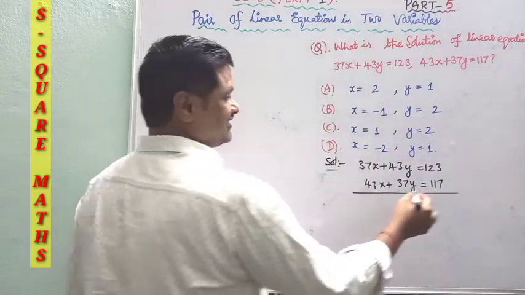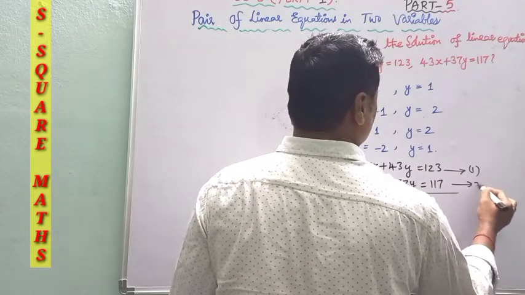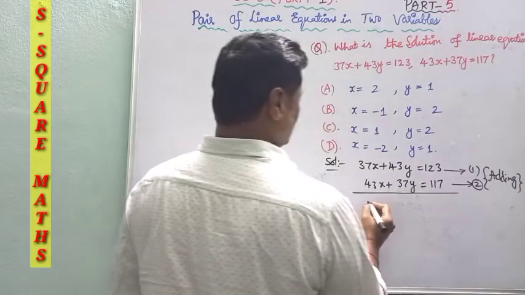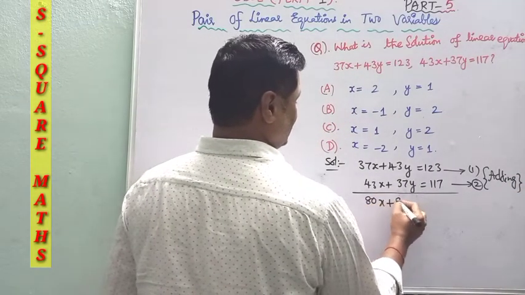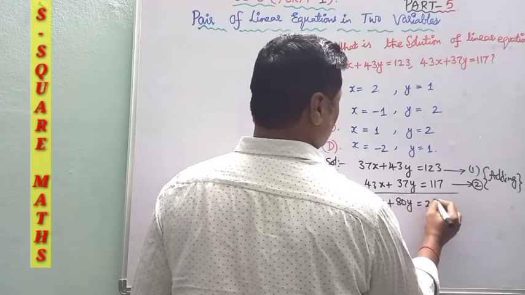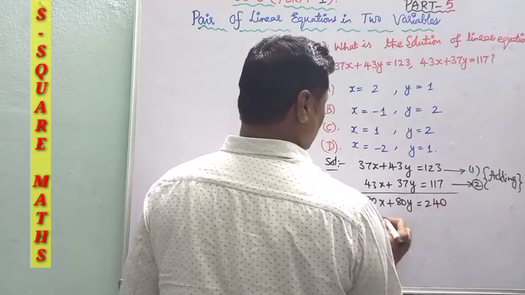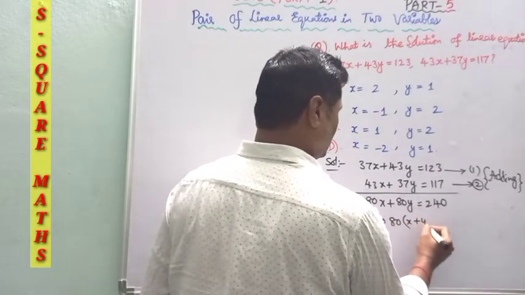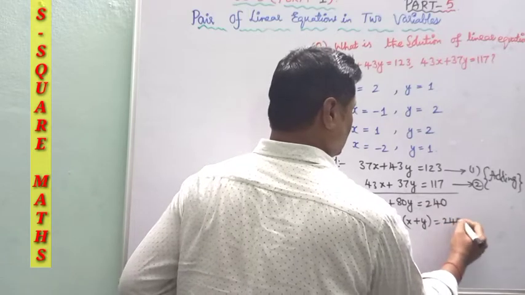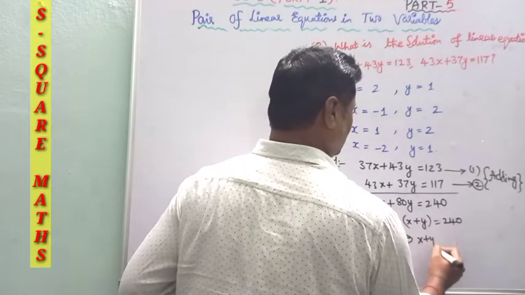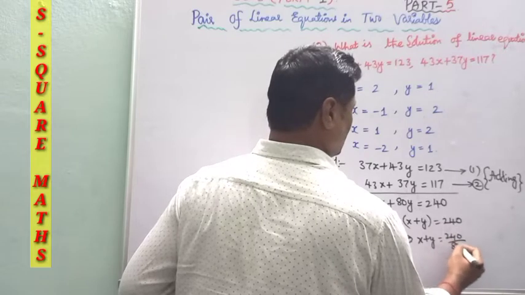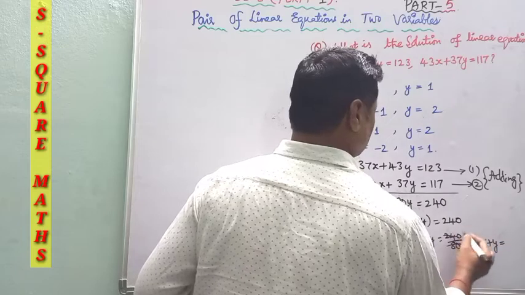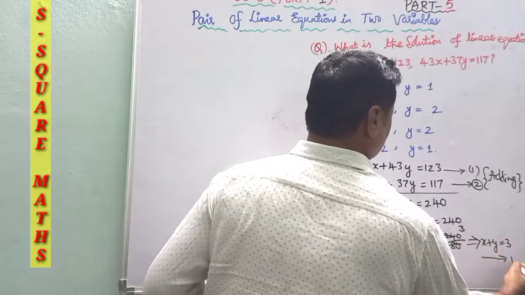Mark them as equation 1 and equation 2. By adding, we are going to get 80x plus 80y is equal to 240. Taking 80 as common, x plus y is equal to 240 by 80, which gives x plus y is equal to 3. Mark this as equation 3.